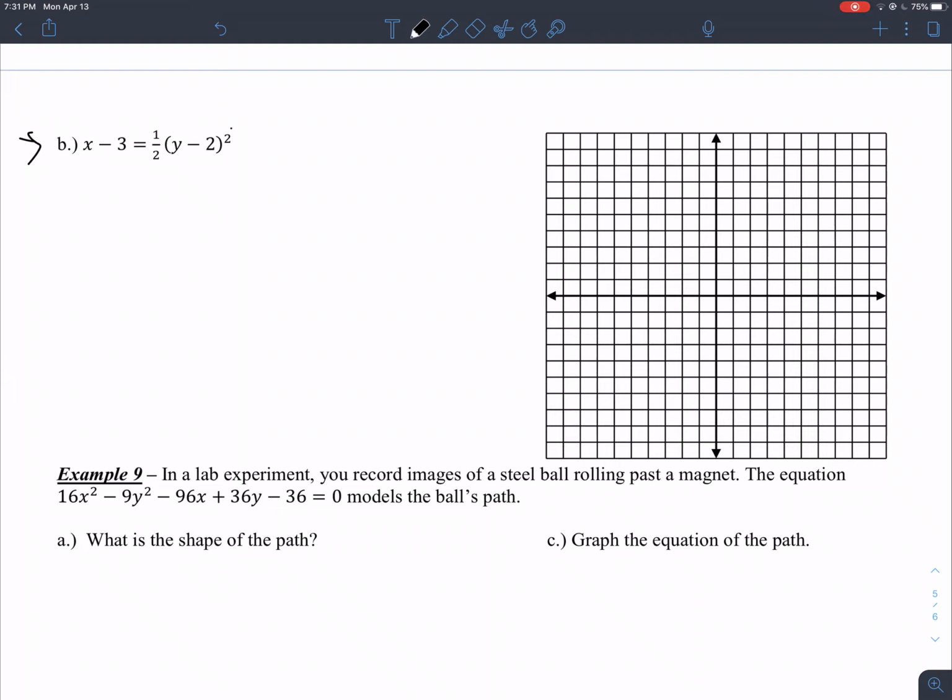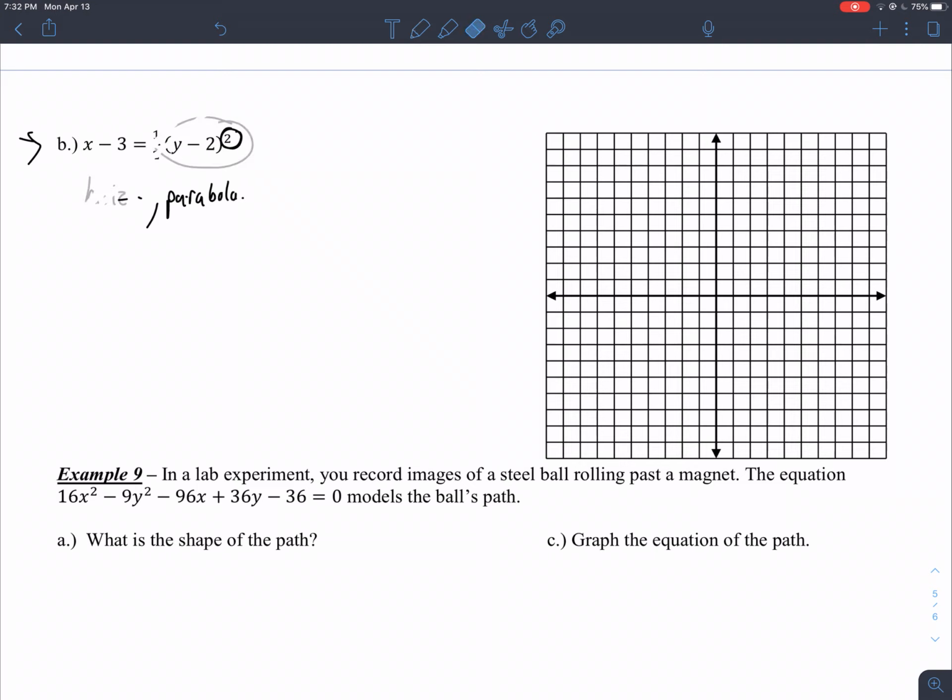Well, there's only one squared term. So I know this is a parabola. And since the squared term is a y, see if you can see this. Since y is squared, which kind of parabola is it? It is a horizontal parabola, because y is squared.